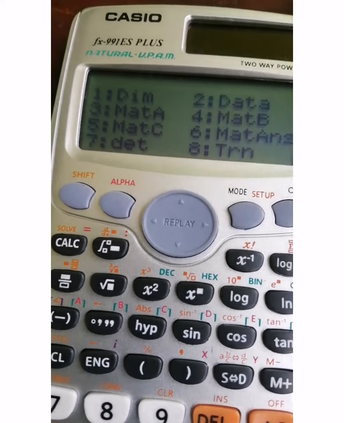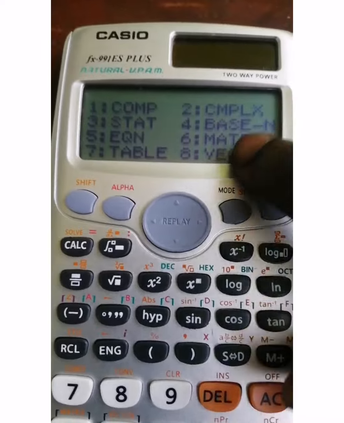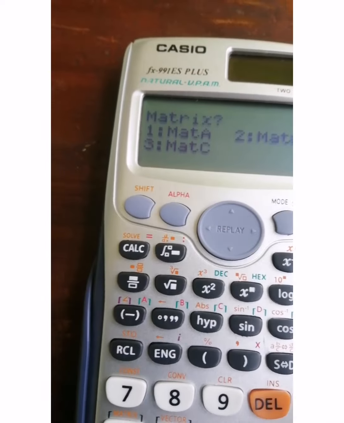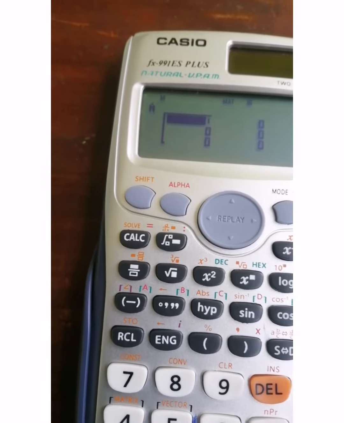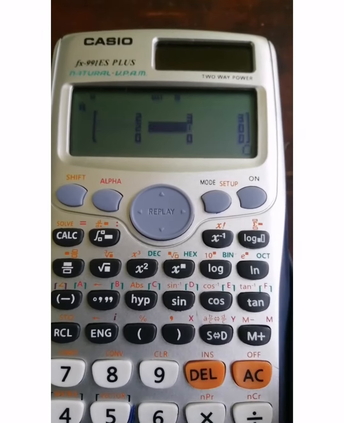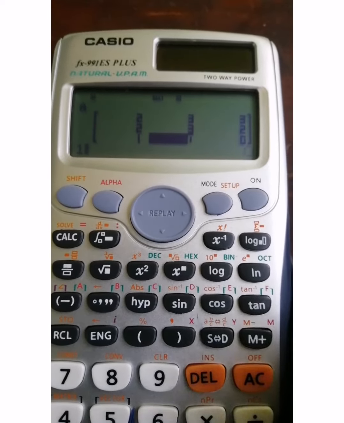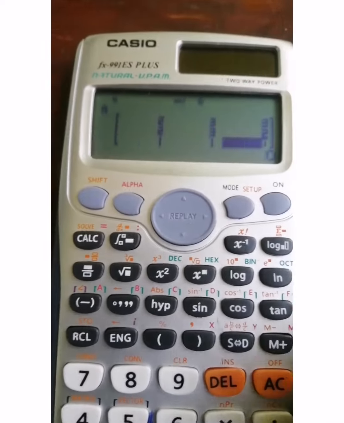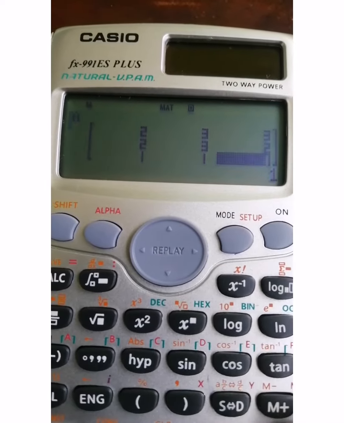Multiplication of matrices is sometimes very okay. Let's do multiplication of matrices. So now I'll go to mode and I'll go to 6 matrices. I'll choose matrix A, which is 3 by 3. So I'll choose 1, and let me choose 2 3 3 2 3 2 1 1. So 1. So we have this here. It's now here. I'll go to AC, right?